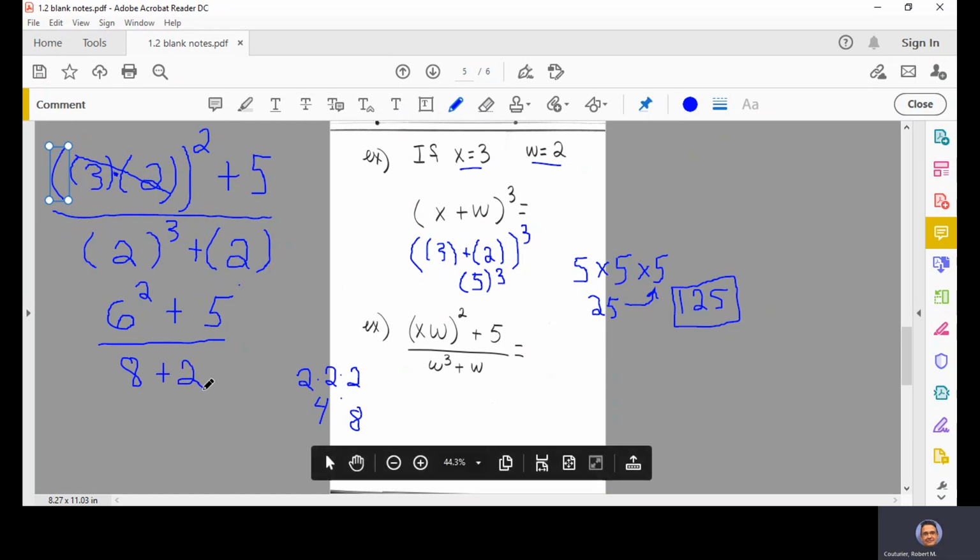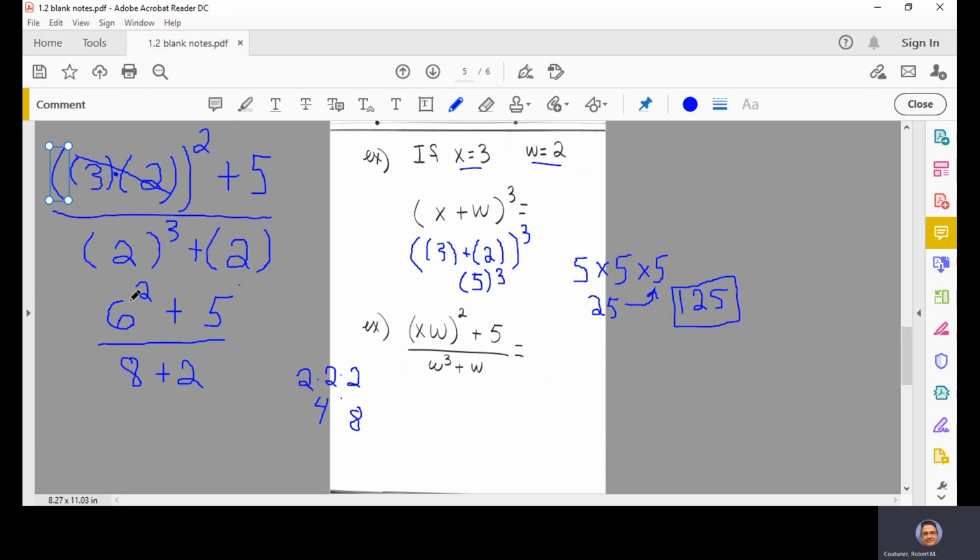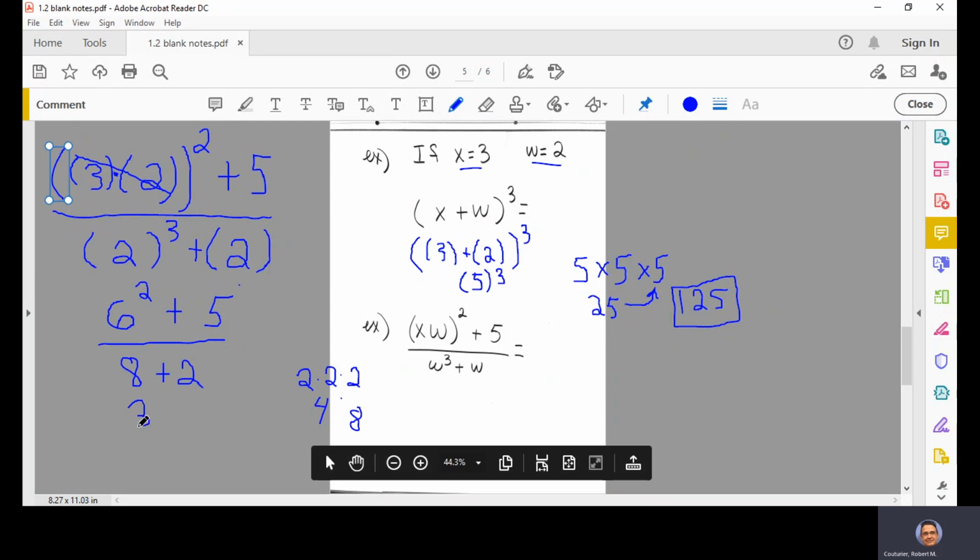Okay, now we can simplify. One more time. We have 6 squared. Okay, so 6 squared is 36 plus 5. And we have an 8 plus 2. Okay, great. Now we're in our very final step. Well, 36 plus 5 becomes what? Let's think. 36 plus 5. Well, 4 more. Take 4 from here. 1, 41. Over, well, 8 plus 2 is 10.